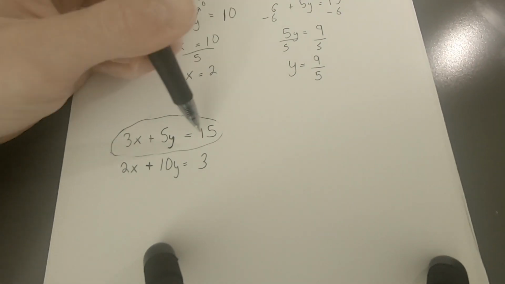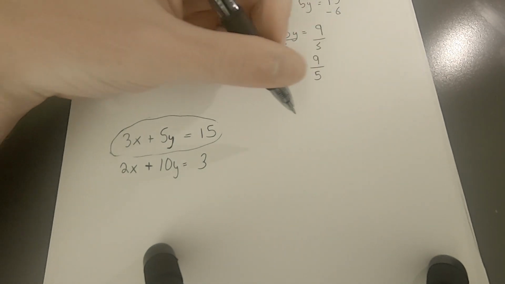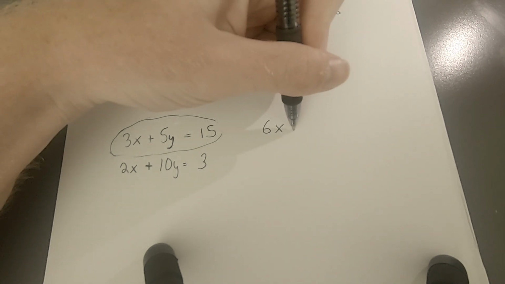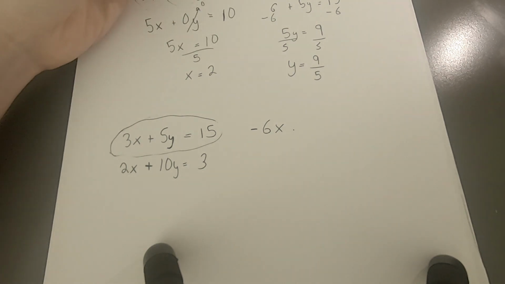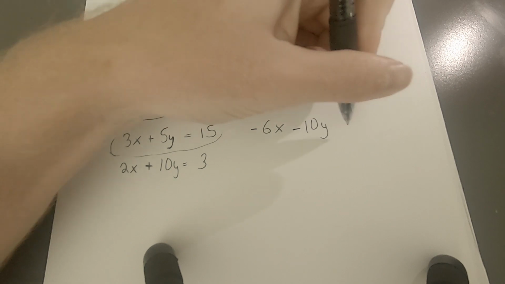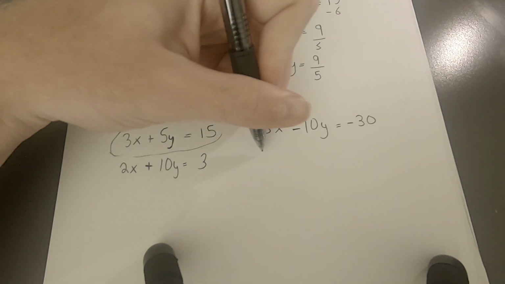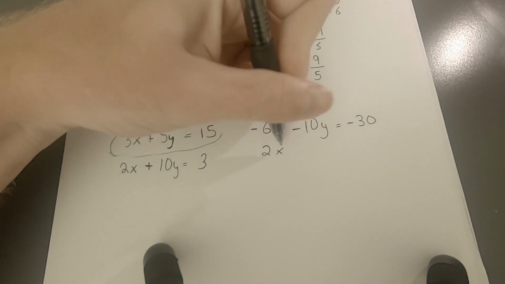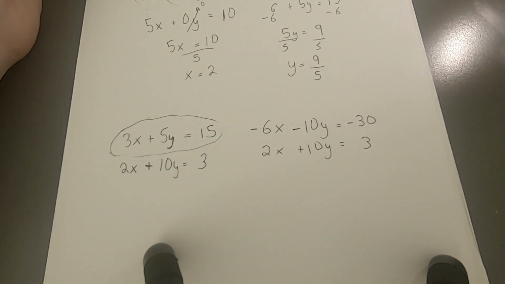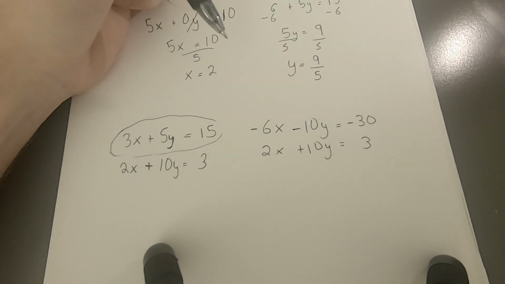So we multiply this whole equation by -2, which means we're going to multiply each term in the equation by -2. We would get -6x minus 10y equals -30. Then we're going to write the second equation back over here. Now, if we look at it, these two terms match up with each other.